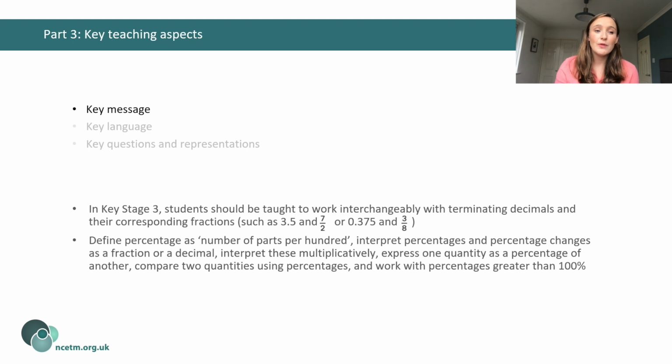Okay, so we're moving on to the third part of this video, and that's the key teaching aspects. Having done all of those prerequisites, checking the different areas of what the students can and can't do and what their gaps are and what their understanding is, I then move into the actual topic in hand. So what they need to know at Key Stage 3 is to be able to work interchangeably between terminating decimals, fractions and percentages, and also understanding what percentage means as numbers of parts per 100.